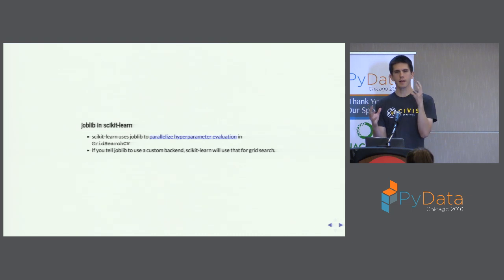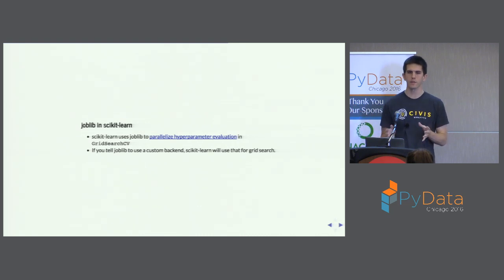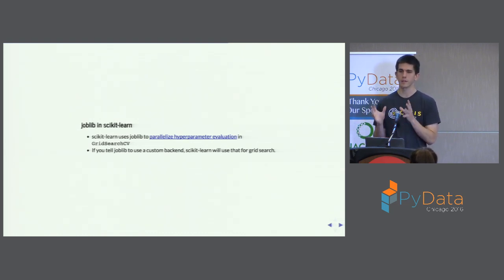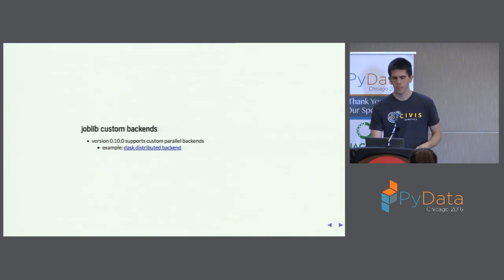A key thing is scikit-learn actually uses joblib in the grid search CV. If you set the number of jobs parameter, which defaults to 1, to 10, it will use 10 processes. And also, if you tell joblib before doing the grid search to use a custom backend that you've implemented, then scikit-learn will use that custom joblib backend for grid search. I'll show you what that looks like later. As I mentioned, joblib was originally just multiprocessing and multi-threading, but now it has support for custom parallel backends, with a nice API for that.